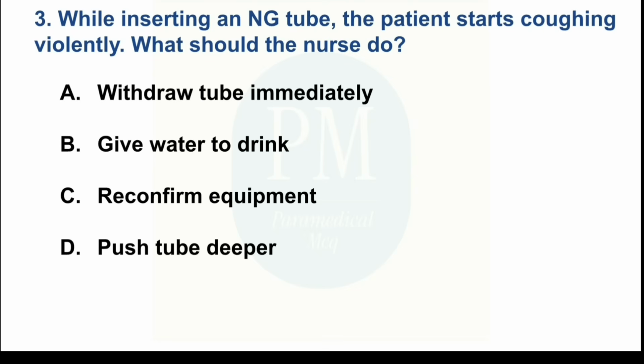While inserting an NG tube, the patient starts coughing violently. What should the nurse do? Option A, withdraw tube immediately. Option B, give water to drink. Option C, reconfirm equipment. Option D, push tube deeper. The correct option is option A, withdraw tube immediately.